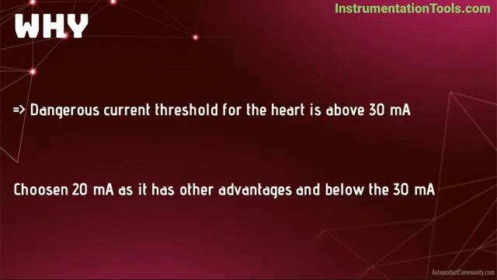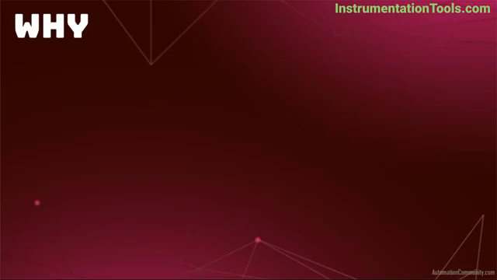Now you may have a question. Why 20 mA? Why not 25 mA? Why not 30 mA? The reason is, in olden days, 30 mA is considered as a dangerous threshold limit to the human heart. So, we have to select a value below the 30 mA. A ratio of 1 to 5. This is one of the major reasons for the selection of 4 to 20 mA current as a standard signal range. We have a very big advantage with a ratio of 1 to 5.